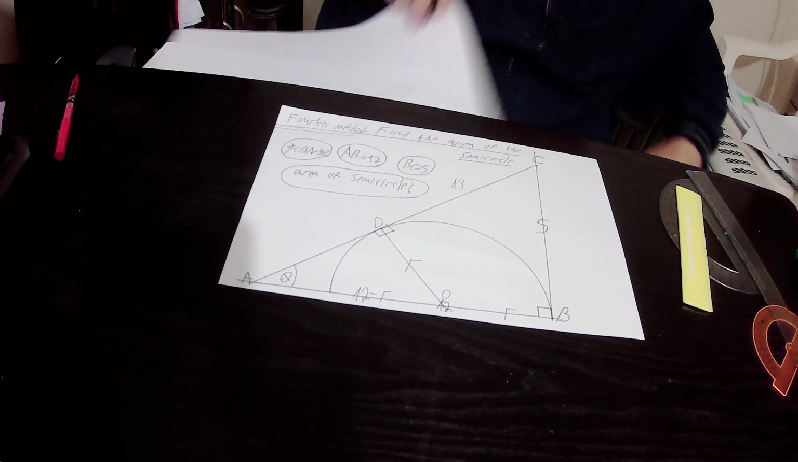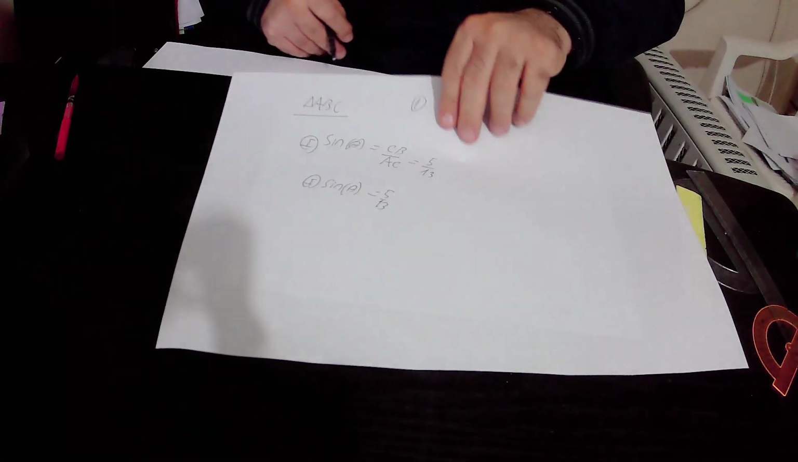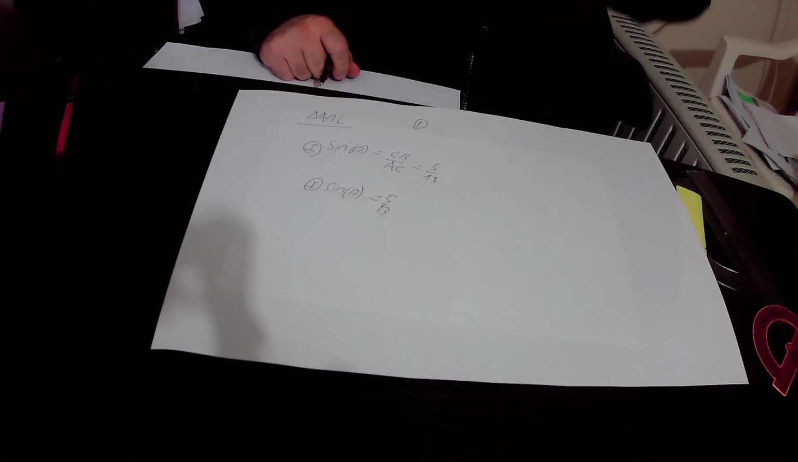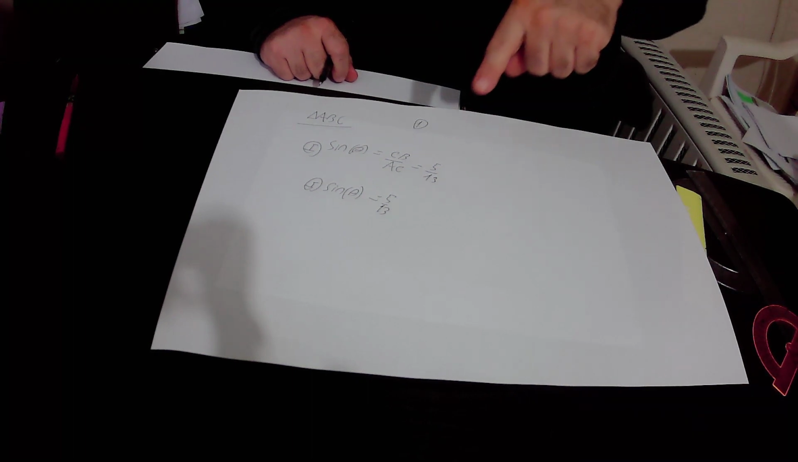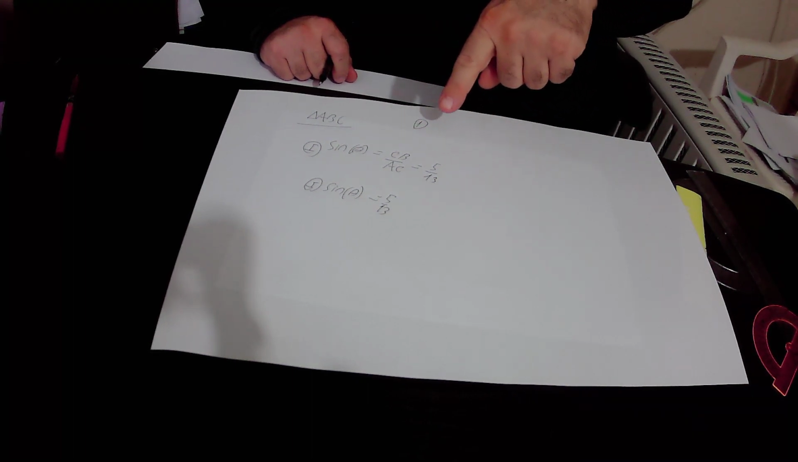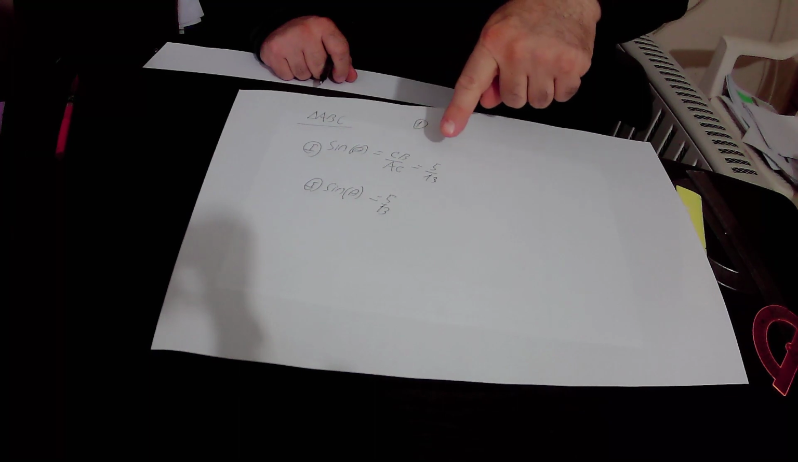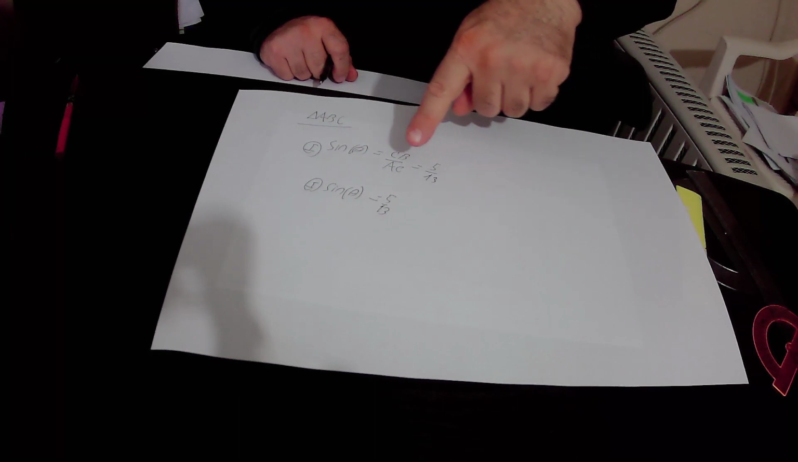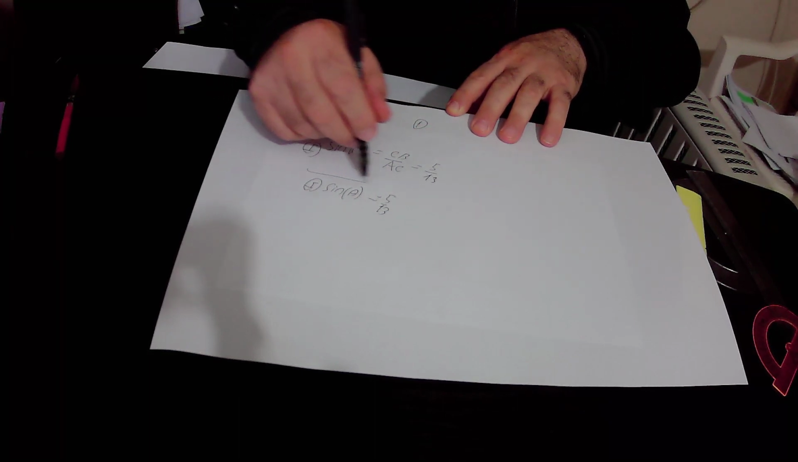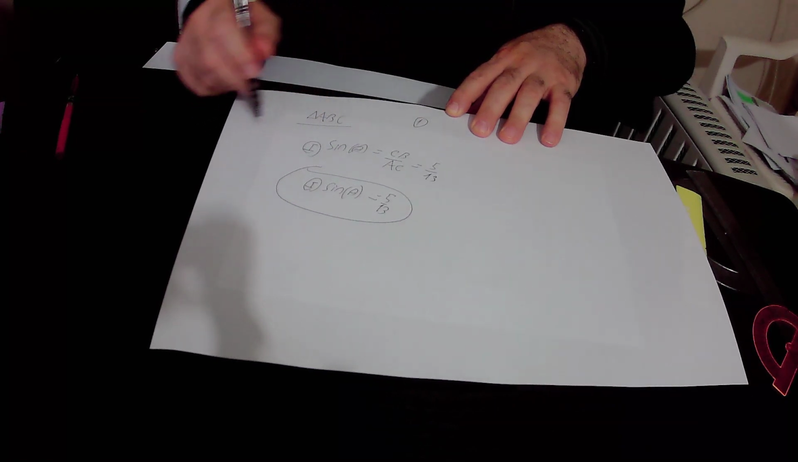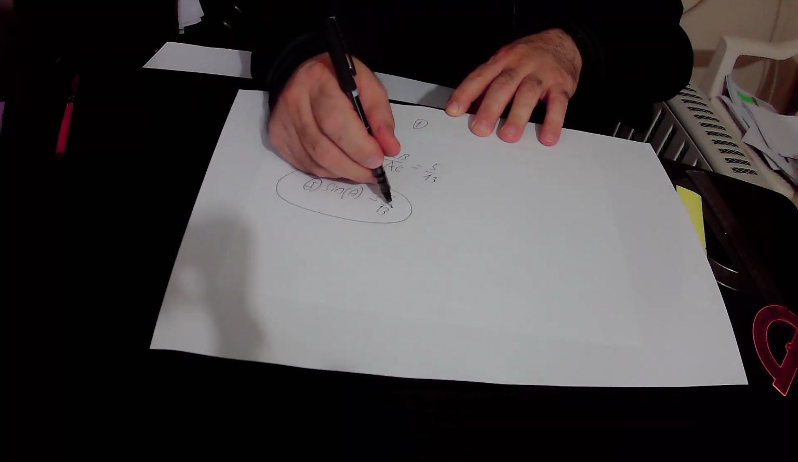I will repeat again. Sine theta, according to equation number 1, equals BC over AC. BC is 5, AC is 13. So in conclusion, we found out that sine theta equals 5 over 13.